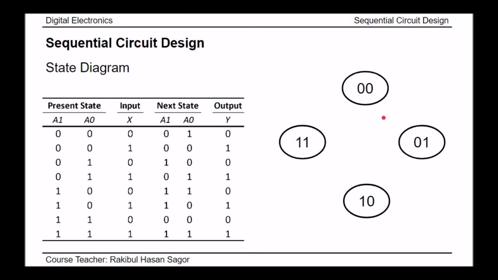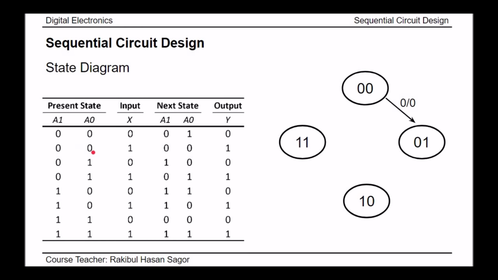Hence we will draw a straight line from 00 to 01 and we will write x/y. The left side represents the input part and the right side represents the output part. So what does this mean? Whenever the present state is 00, it will go to the next state 01 if the input x is equal to 0. If it goes from 00 to 01, then the output will be 0. Let us go for the next one.